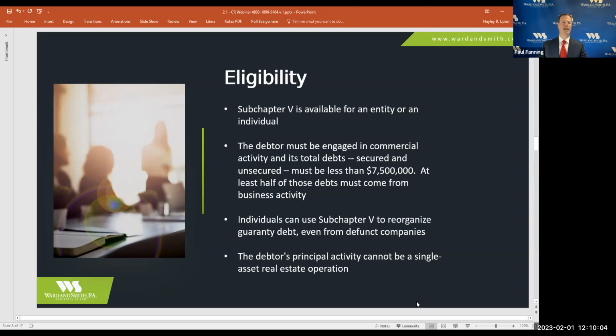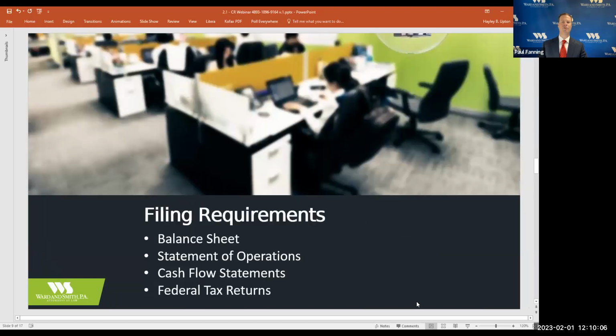Next thing I want to talk about is the requirements for filing a Subchapter 5. When a debtor files the case, they have to opt into this subchapter. They have to check the box that they're a small business debtor, but they also have to opt into the Subchapter V. If they don't, it will proceed as a traditional Chapter 11 case.